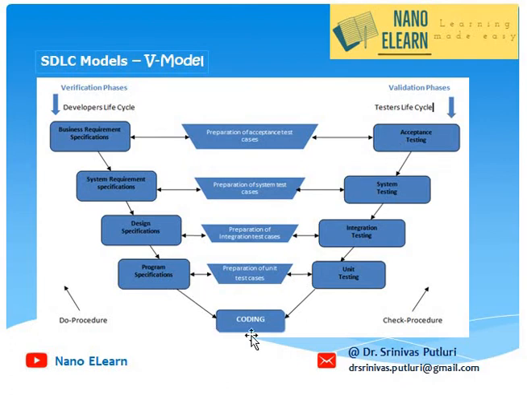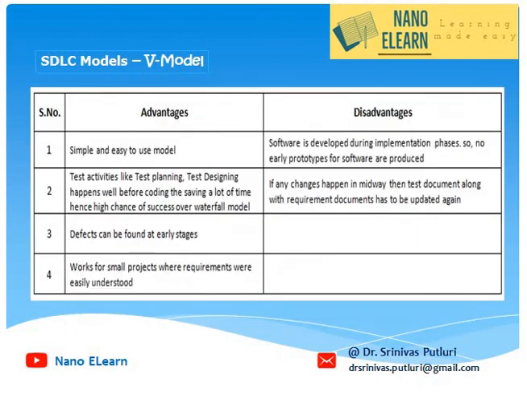So overall, if we observe the nature of the model and the life cycle process, we see that the do procedure, that is the development activity, is happening in the development's life cycle phases, that is at the left hand side of the model, whereas the check procedure, that is the testing procedure, will happen on the right hand side of the model, which is termed as tester's life cycle. So this is all about the VModel SDLC.